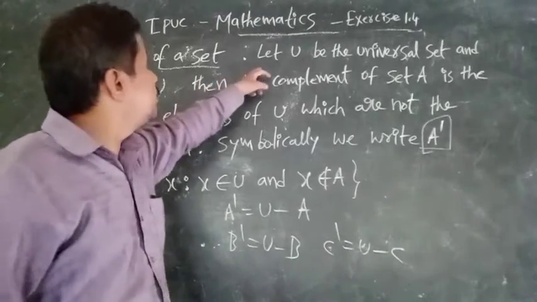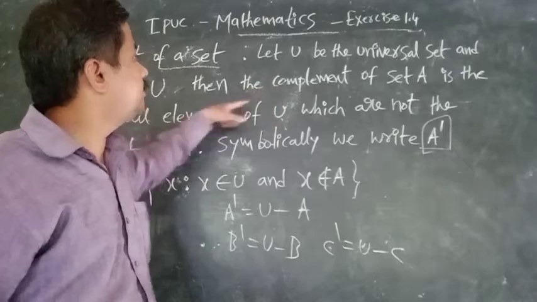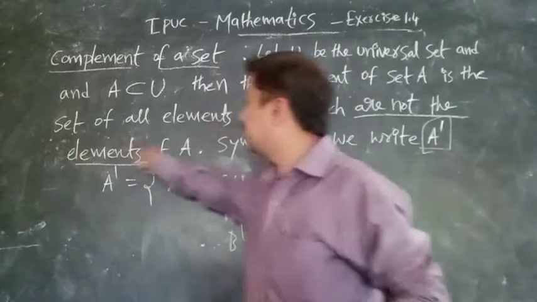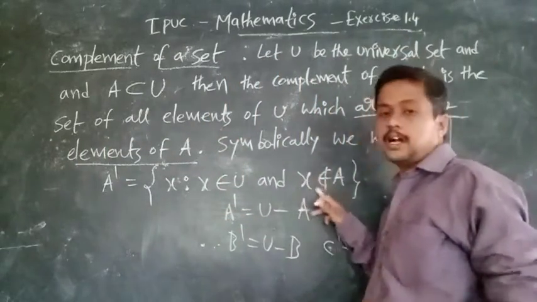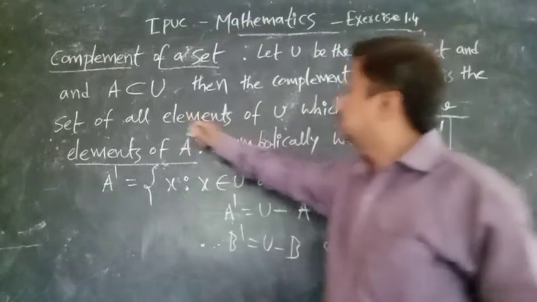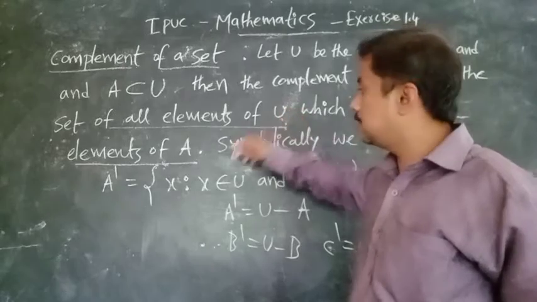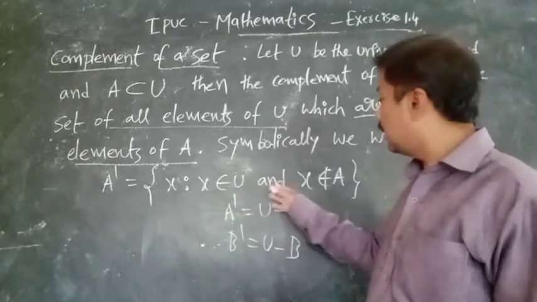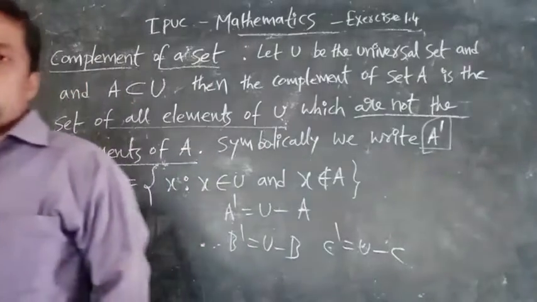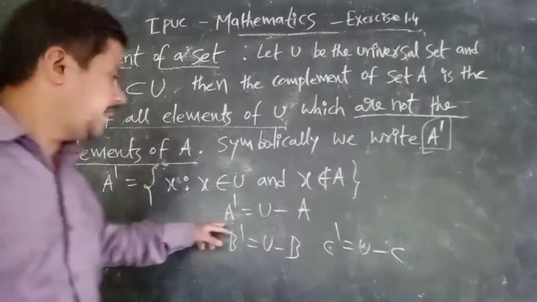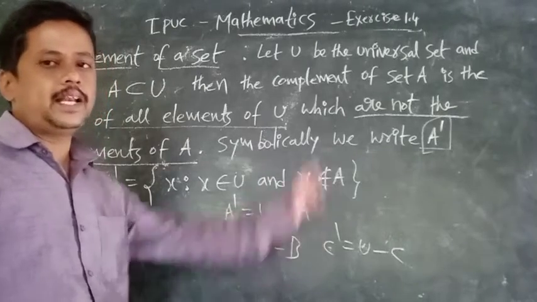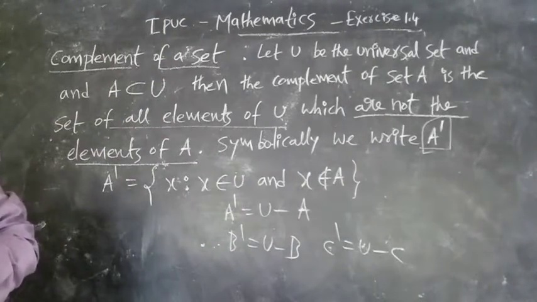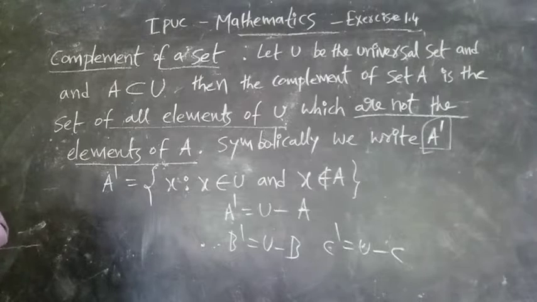Here U is a universal set and A is a subset of U. Then the complement of A is the set of all elements of U which are not in A. That's why x does not belong to A. It is the set of all elements contained in U but not in A. This is called the complement set of A. So x belongs to U and x does not belong to A. Therefore A dash is equal to U minus A. I will tell one example so the concept will be clear, my dear students.